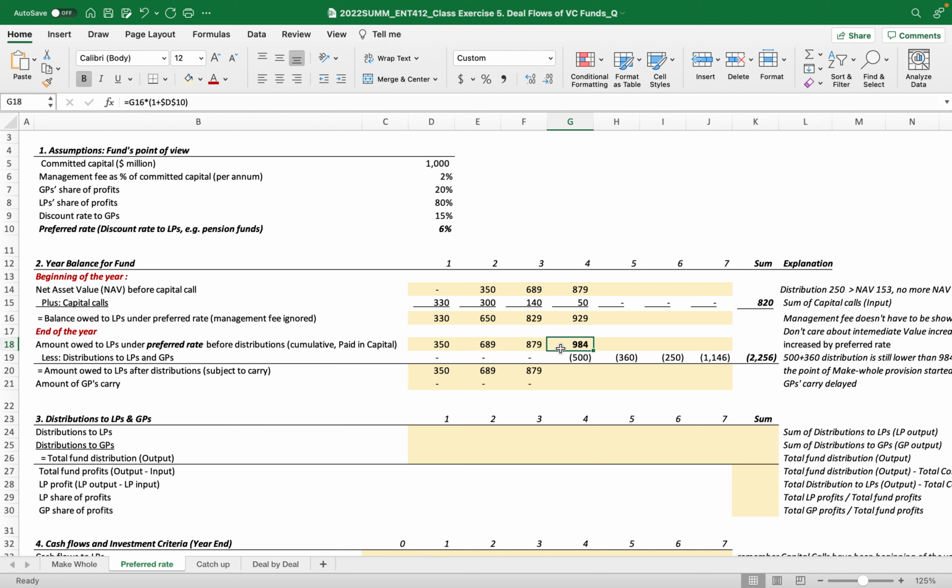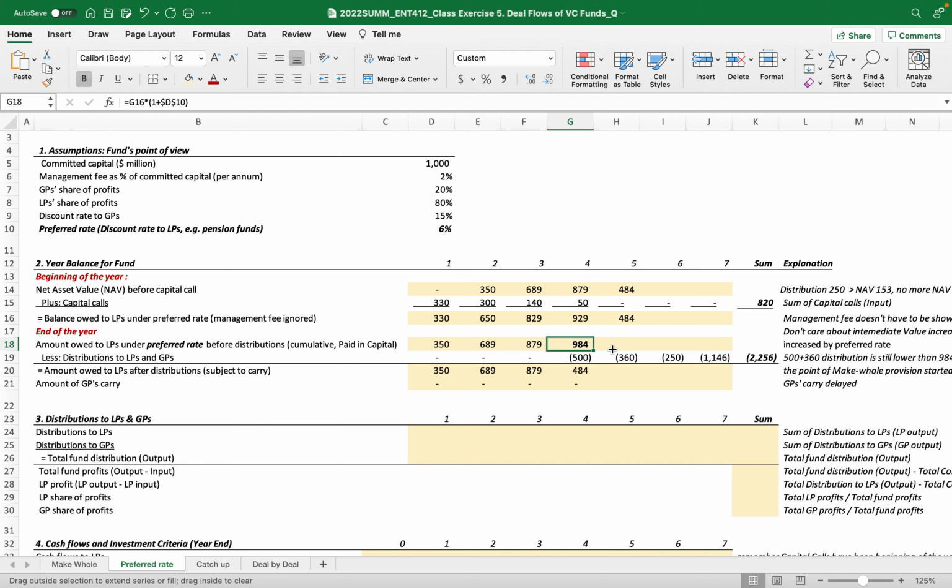From this on, now the preferred rate increased by this, the last number. Now this 500 started, right? For the distribution. Now amount owed here after this, the GP's carry, like this. And then next year, the same way. Oh, the categories, we cannot extend this because this is a given, right?